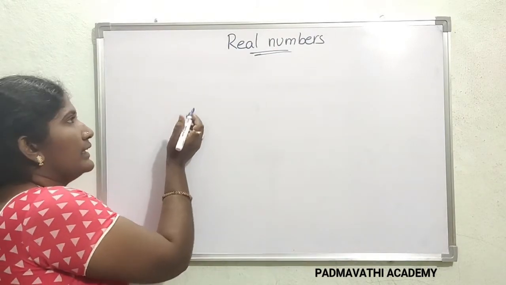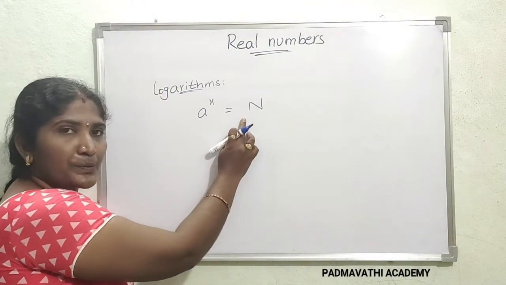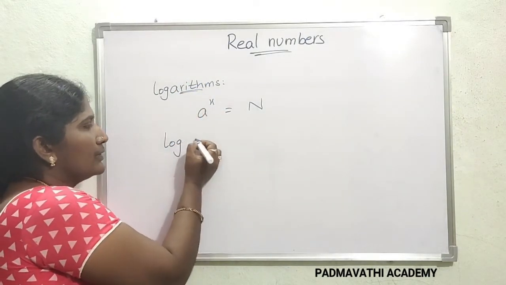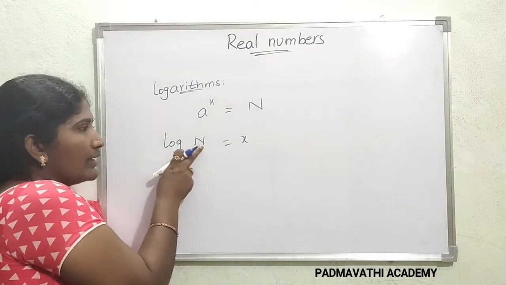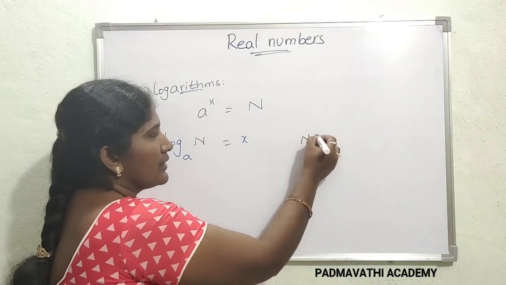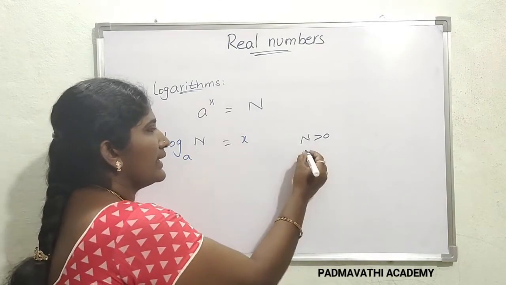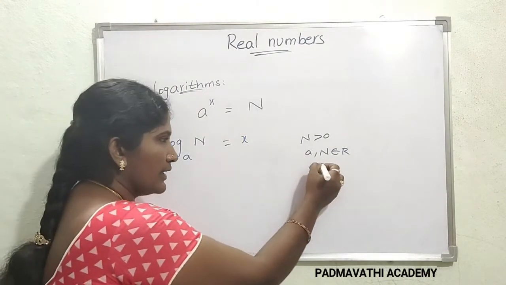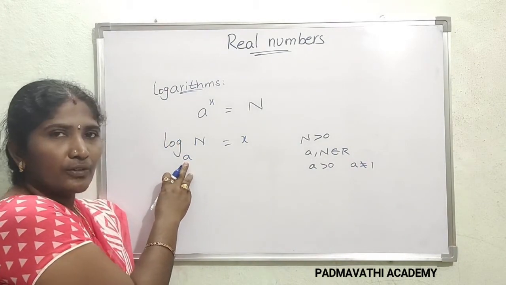Next, the final concept in this chapter: logarithms. Let a to the power x is equal to n. This is the exponential form. For this exponential form, how can we derive the logarithm? Log of n to the base a is equal to x. Here, how to read it: log n to the base a is equal to x, and the conditions are n must always be greater than 0, n belongs to real numbers, and the base a must also be greater than 0 and should not be equal to 1.